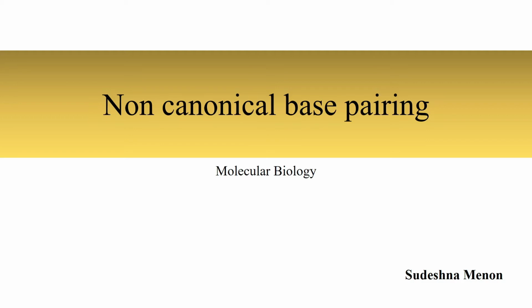Well, this is with respect to base pairing, but non-canonical could be with respect to any basic system. Say, for example, translation. You have a conventional way of translation occurring, but suppose it deviates from that conventional rule or the system, then it is termed as non-canonical. So therefore, the session is going to focus on various non-canonical base pairing that occurs in nucleic acids, both DNA as well as RNA. So let us look at the learning outcomes of this session.